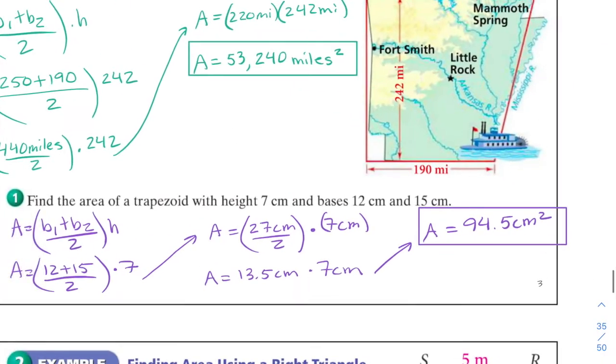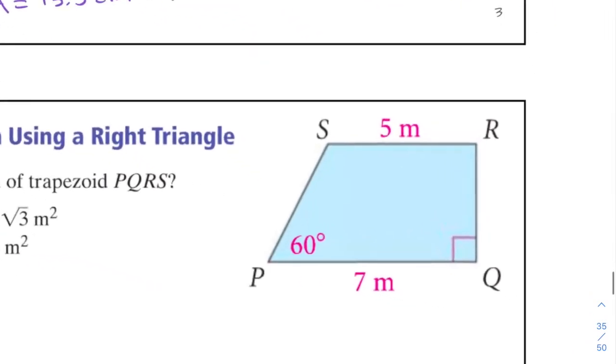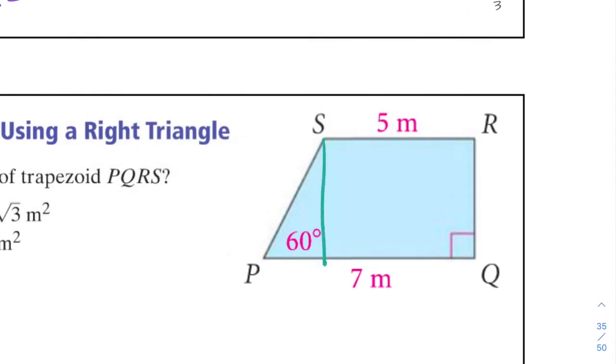All right. The next one, we have a finding area using a right triangle. So we have a special right triangle, a 30, 60, 90. This trapezoid has a special right triangle. So what we're going to do is break this up into a 30, 60, 90.